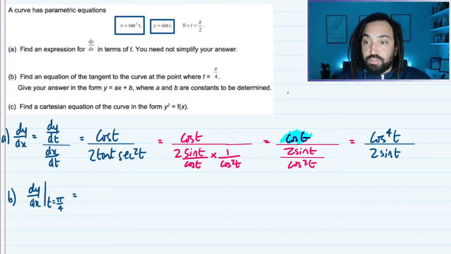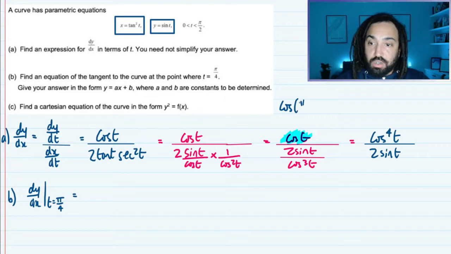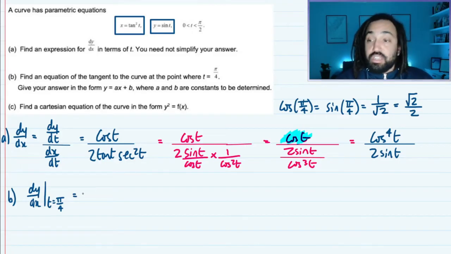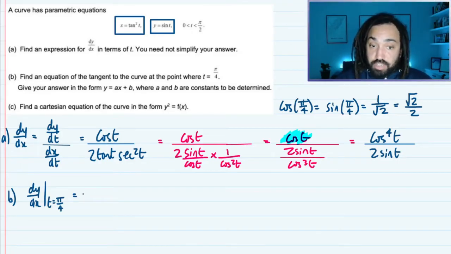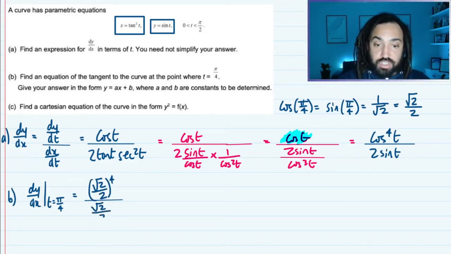Now that's really helpful, because we know from our exact values of trig that cos of pi over 4 is the same as sine of pi over 4, which is equal to 1 over root 2. In fact, 1 over root 2 is also the same as root 2 over 2 when we rationalise. So maybe it's easier to substitute that in. So we are going to sub into the gradient function. So we have root 2 over 2 for cos t, which we need to raise to the power 4, over root 2 over 2 times 2 on the bottom.